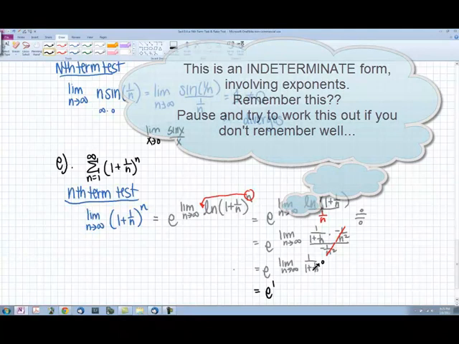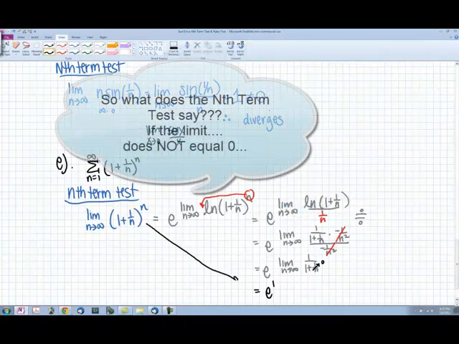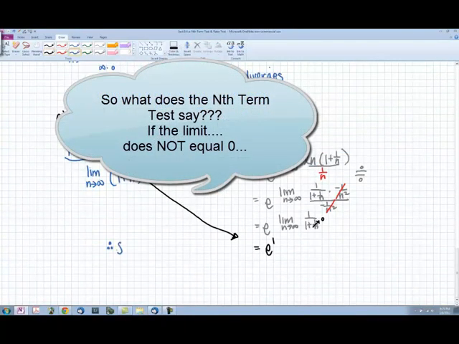Okay, so basically what did we get here? This limit equals e. The series diverges.